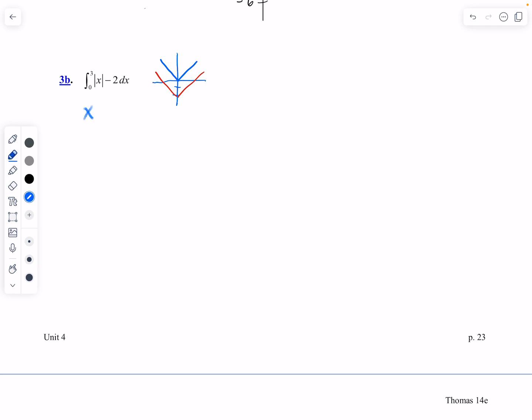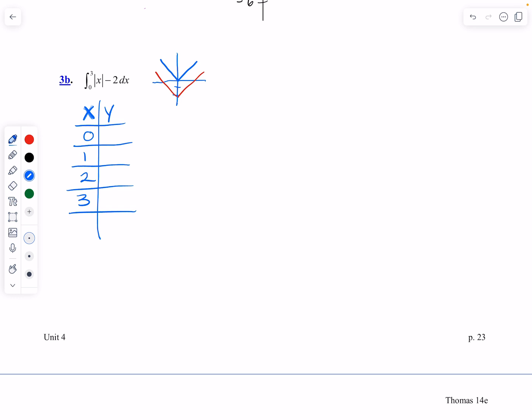So again, let's make a chart. Whoops, let me fix that. That's not too great. All right, so I'm doing 0, 1, 2, and 3. And if you're wondering where I got these values, I'm just using the integration from 0 to 3.